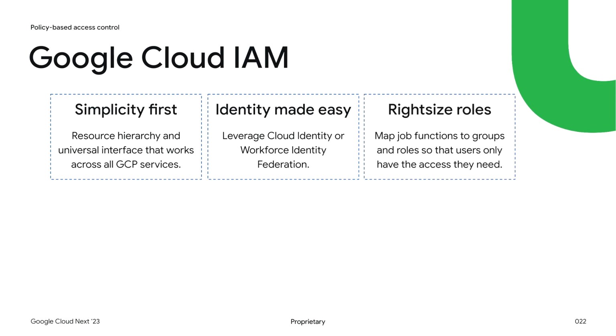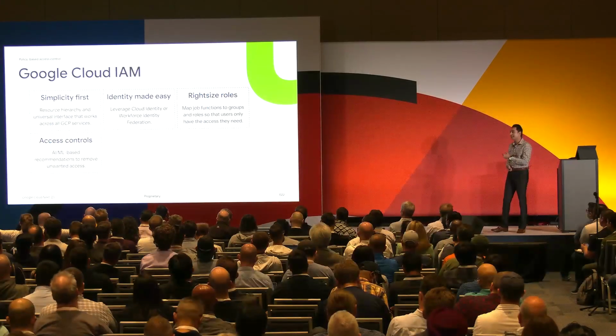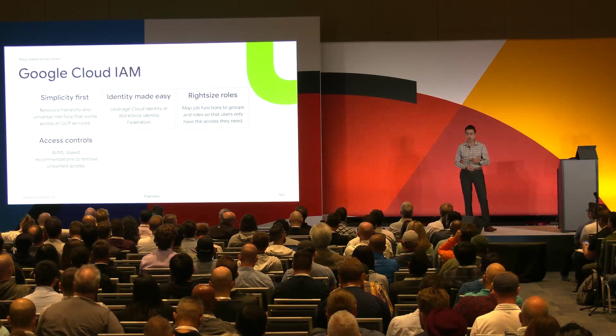The third one is the ability to right-size roles. Now, this is almost intuitive, but oftentimes not followed. Mapping job functions to the correct roles so that users have exactly the permissions that they need to perform their jobs. But the reality is, all of us have 97% entitlements that we don't use. And that's where access control natively from the platform is super important. So we have capabilities like IAM Role Recommender, which can periodically tell you permissions that you never use, but you're still holding on to them.